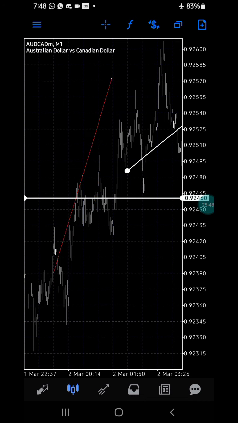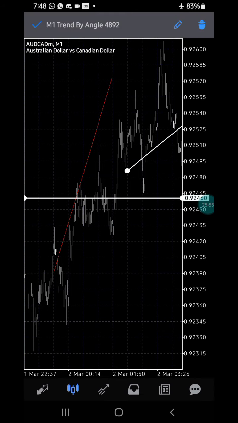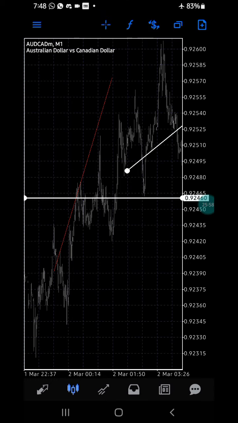So this one appears. I can change the color of this tool the same way by tapping and holding on that particular tool. Then something appears up. Then I click the pencil icon and that's it.